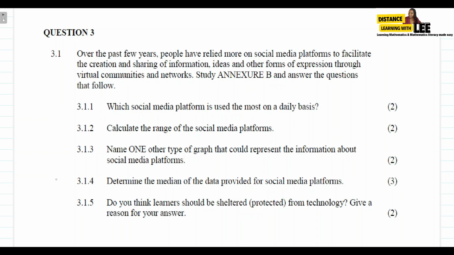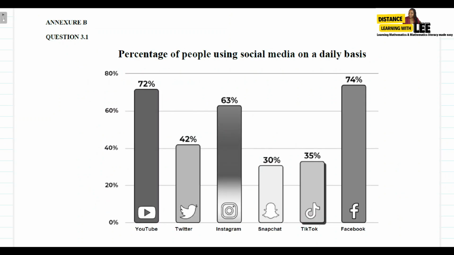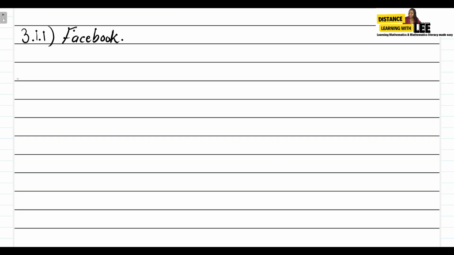Next, question 3.1.2 says calculate the range of the social media platforms. We already know how we calculate range, guys. To determine the range, we take your maximum value minus your minimum value.